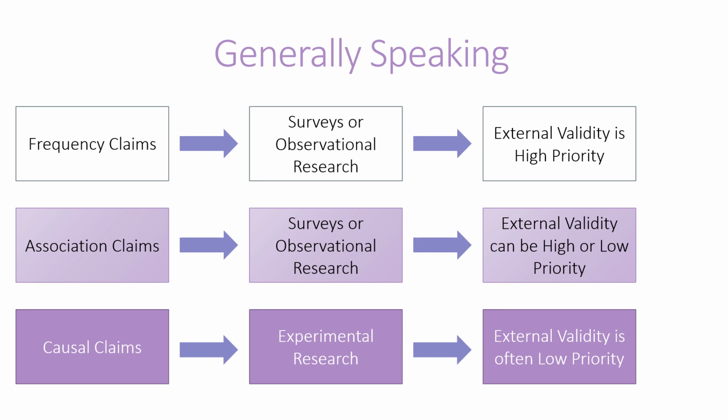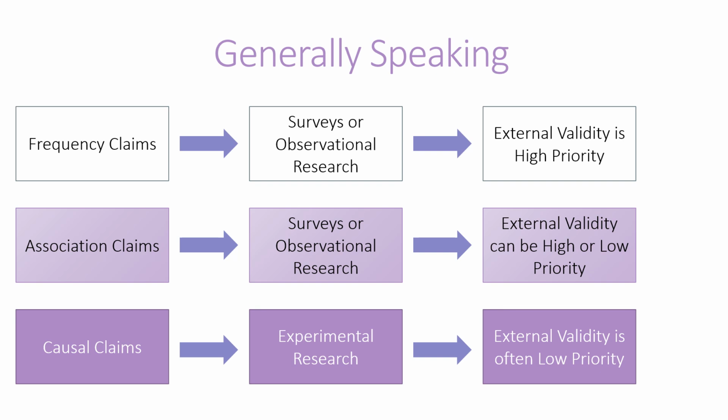Association claims can sort of be somewhere in the middle. So again, we're dealing with surveys or observational research, but you can choose whether you want external validity to be high or low. So sometimes in a survey, you might just be looking for initial evidence of an association. You're wondering if these two variables are related to one another. In that case, you're probably less worried about external validity and more like construct validity. Are you asking the questions in the right way, and are they related to one another?